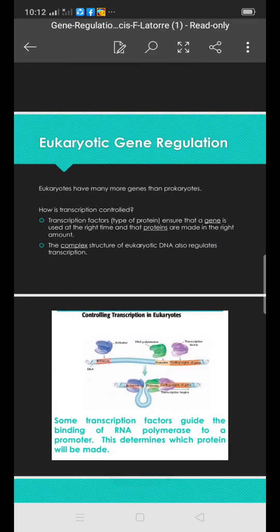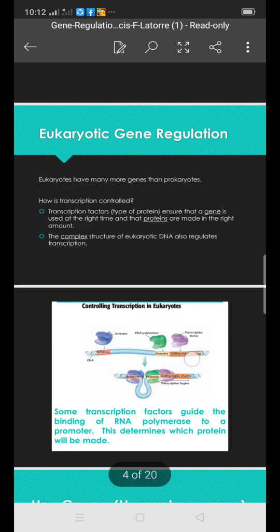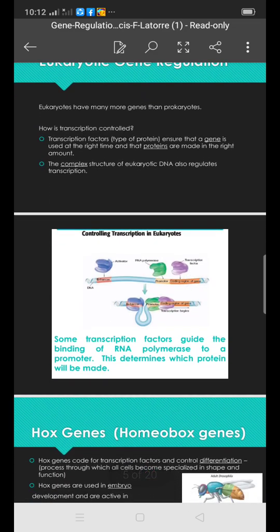Eukaryotic gene regulation. Eukaryotes have many more genes than prokaryotes. How is transcription controlled? Transcription factors, a type of protein, ensure that a gene is used at the right time and that proteins are made in the right amount. The complex structure of eukaryotic DNA also regulates transcription.